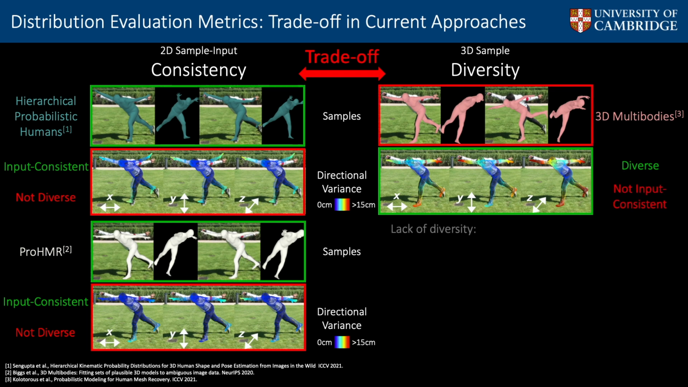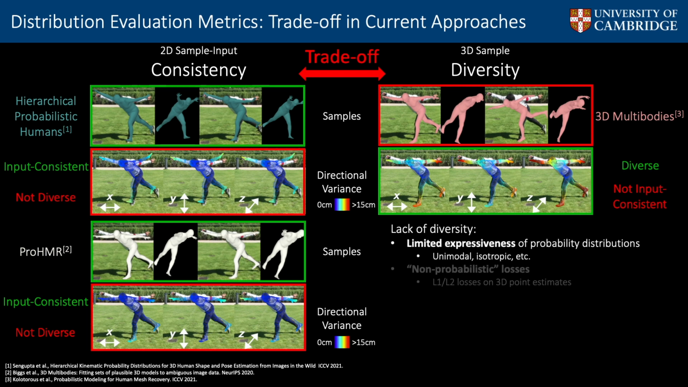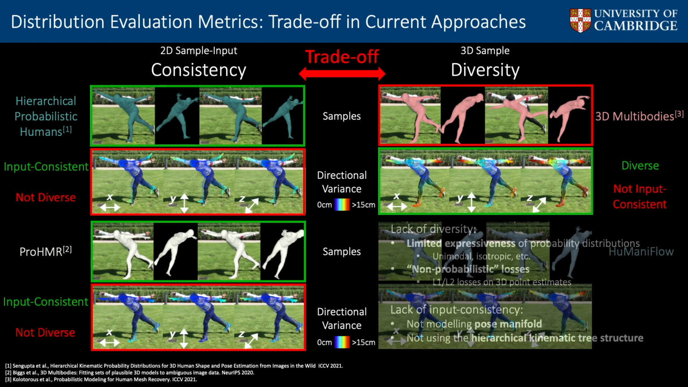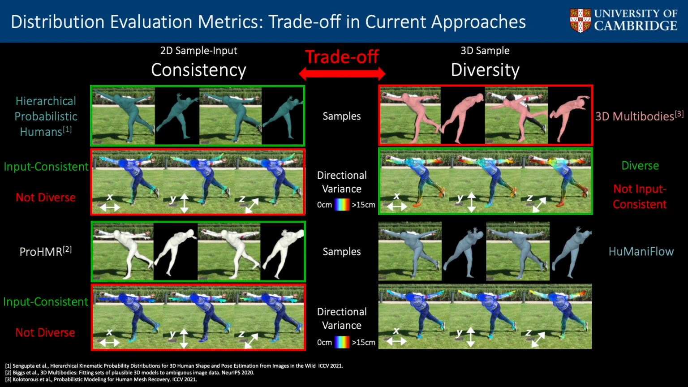We suggest that the lack of diversity may stem from the use of distribution models with limited expressiveness, and non-probabilistic losses between 3D point estimates and the 3D ground truth. A lack of input consistency may arise from not modeling the manifold of human pose and accounting for the structure of SO3, the space of 3D body part rotations. The hierarchical structure of the human skeleton should also be considered. HuManiFlow aims to address these shortcomings and yield simultaneously consistent and diverse pose and shape samples.